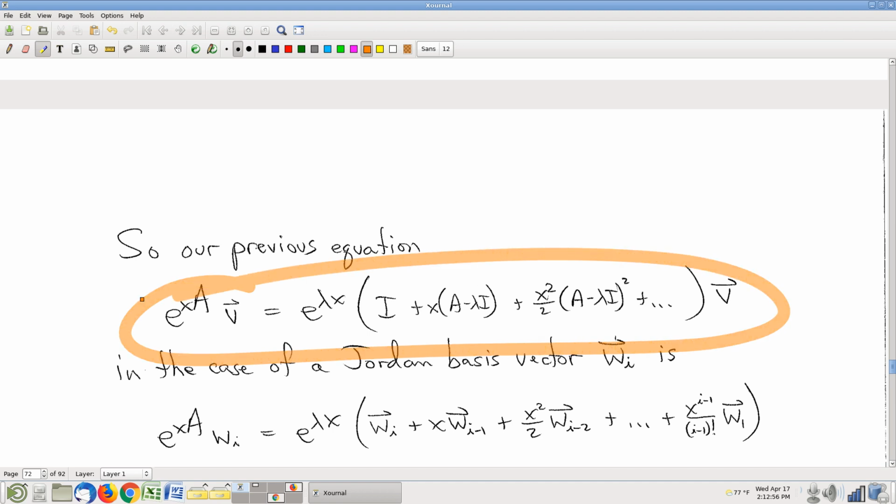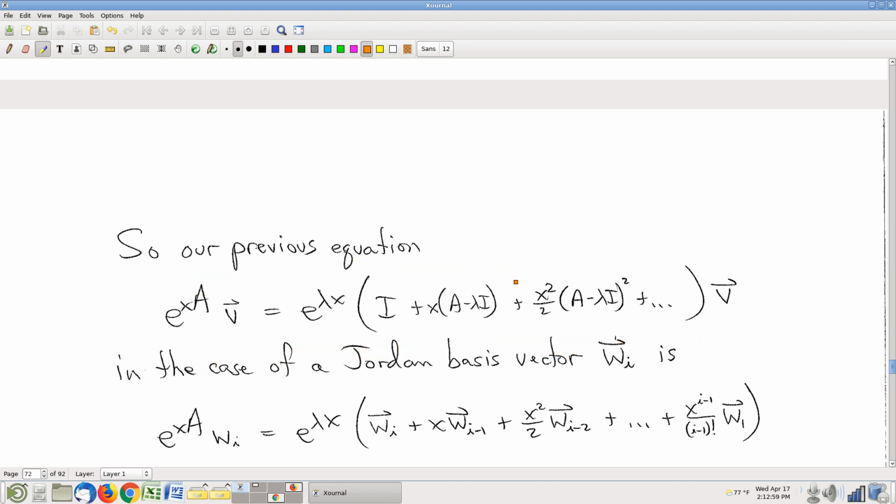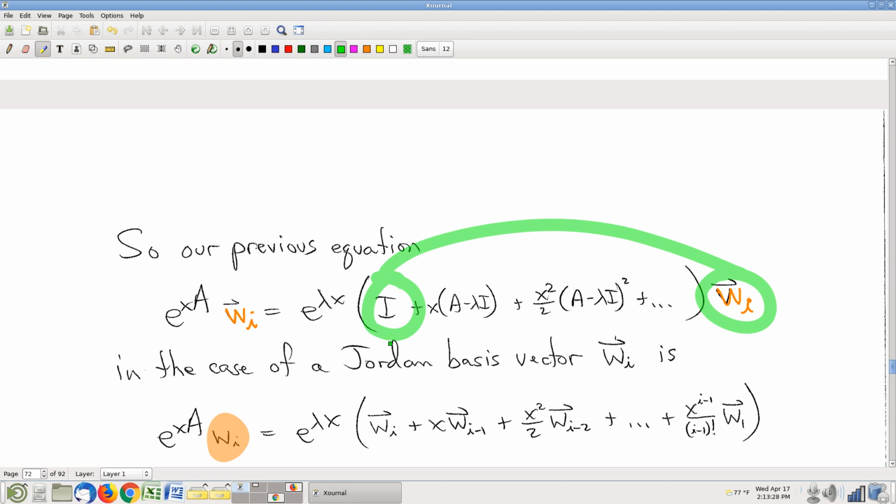Right there. Let's play the game. What happens if I put a Jordan basis vector here, Wi, what do you get? This is Wi. And let's take this one term at a time. What happens? Well, obviously the factor e to the lambda x stays there. What happens when I multiply the identity times Wi? Well, I get Wi. That's clear.